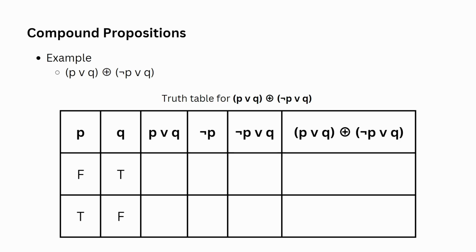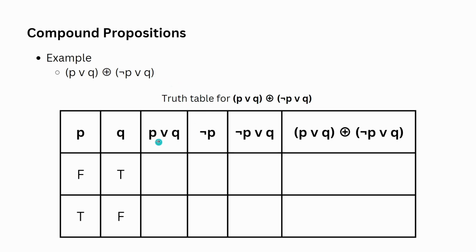Here we have compound propositions. Essentially, we have two propositions and we need to find the truth values of them. That is denoted by a connective. So in this case, we need to find the exclusive or of P or Q and not P or Q.